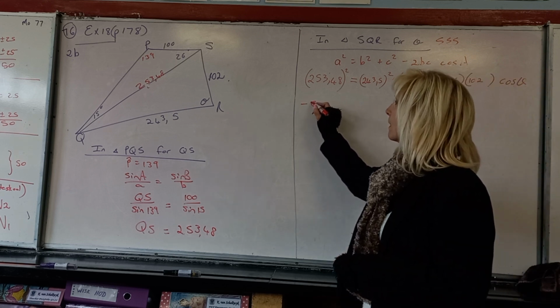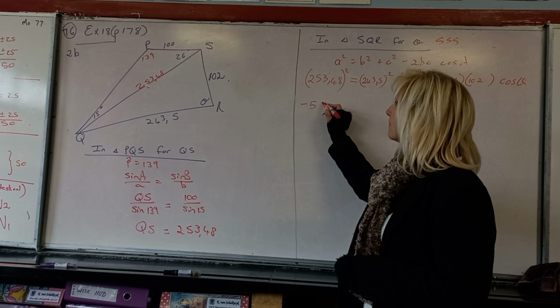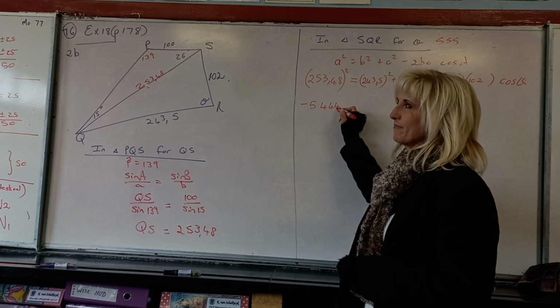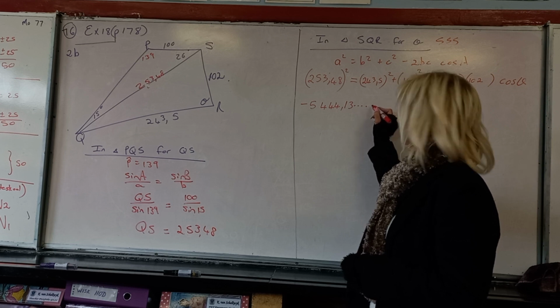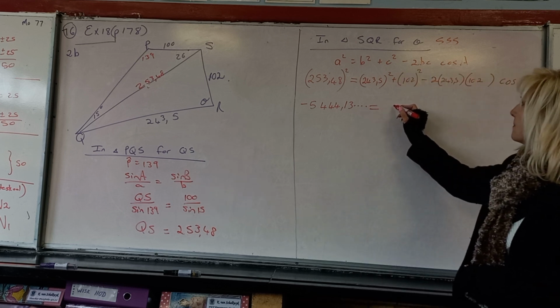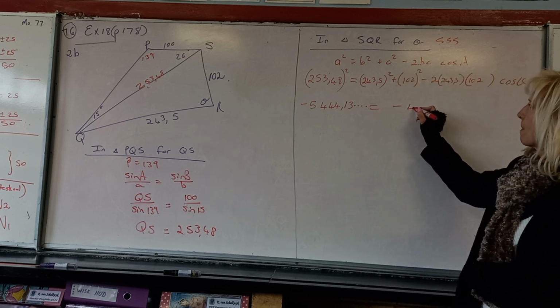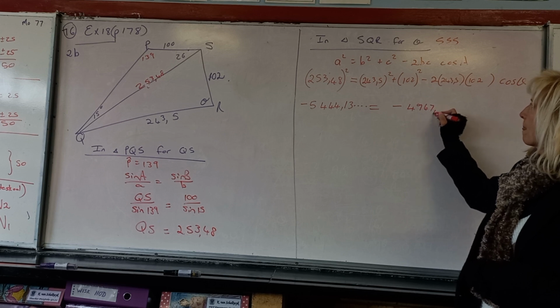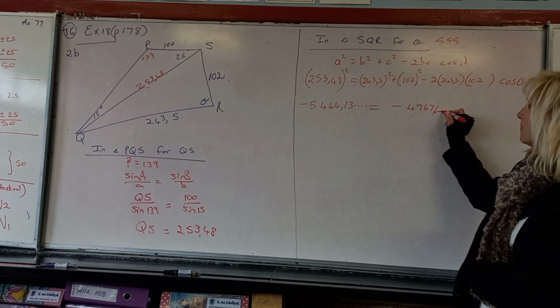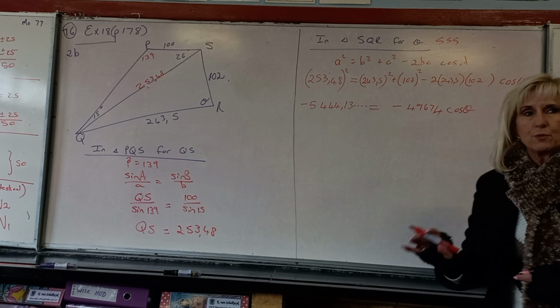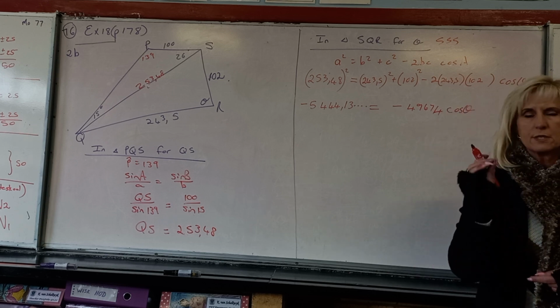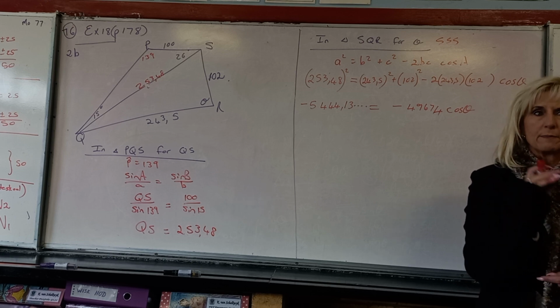Negative 5,444, comma 13. And this was negative 49,674. Okay, exactly. And cos theta. Is that worth a mark? No, it's just a tool to help you not make mistakes.